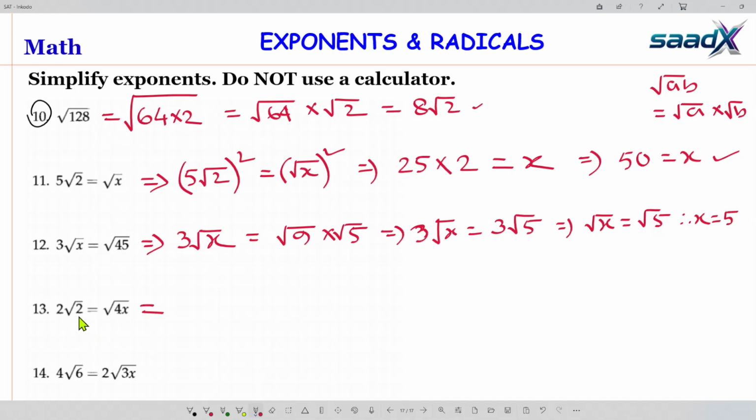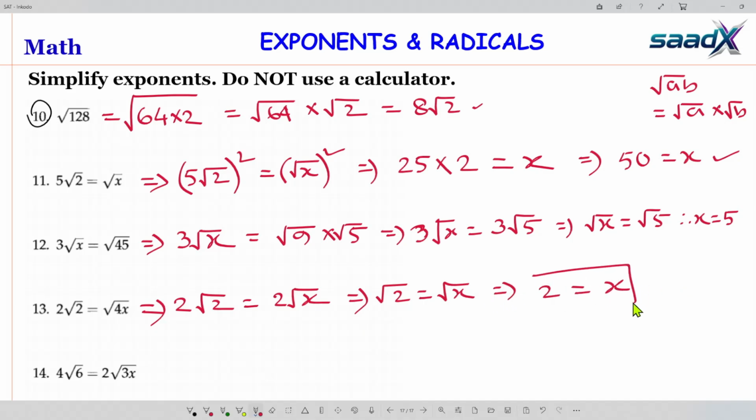Here is 2 root 2 equals root 4x. So 2 root 2 equals root 4, which means 2, and here is root x. We can divide both sides by 2, so root 2 equals root x. Now square both sides, so 2 equals x. It means x equals 2.